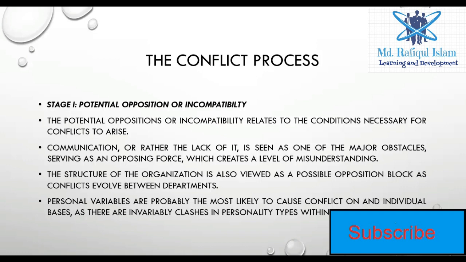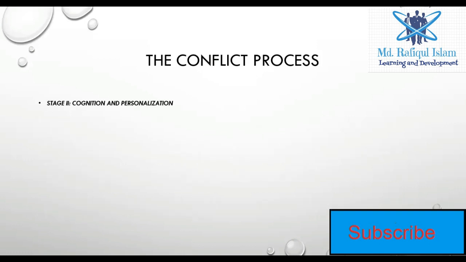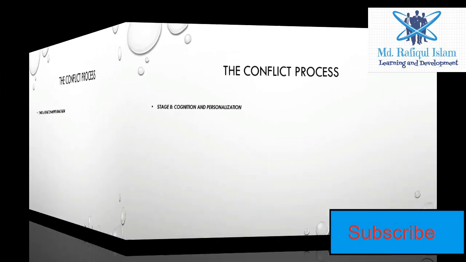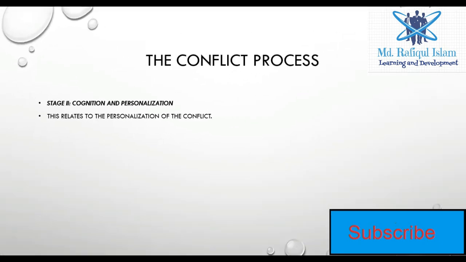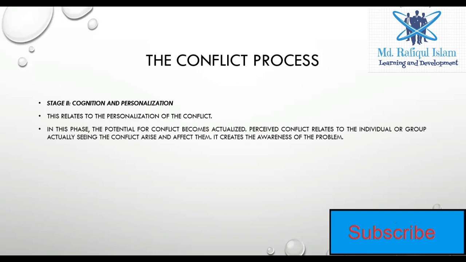So there are some people who don't like you. That's why if you work for anything, they will go against you. So these are the personal variables. The next stage is cognition and personalization. This relates to the organizational conflict being personalized, and people say, I will see you in the organization. In this phase, the potential for conflict becomes actualized.